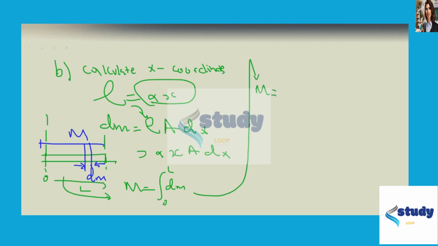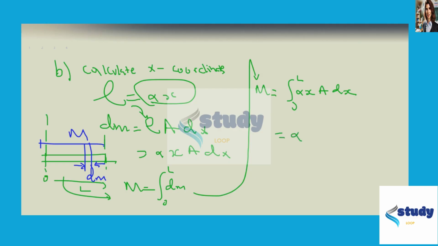So m becomes, remember, we want to get the x coordinate of the center of mass, but before we go to that, we have to compute m and change it to values which are easy and consistent to deal with. So this is the integral from 0 to L. dm is alpha x a dx, because that's what our dm is. And so we have alpha x a dx.